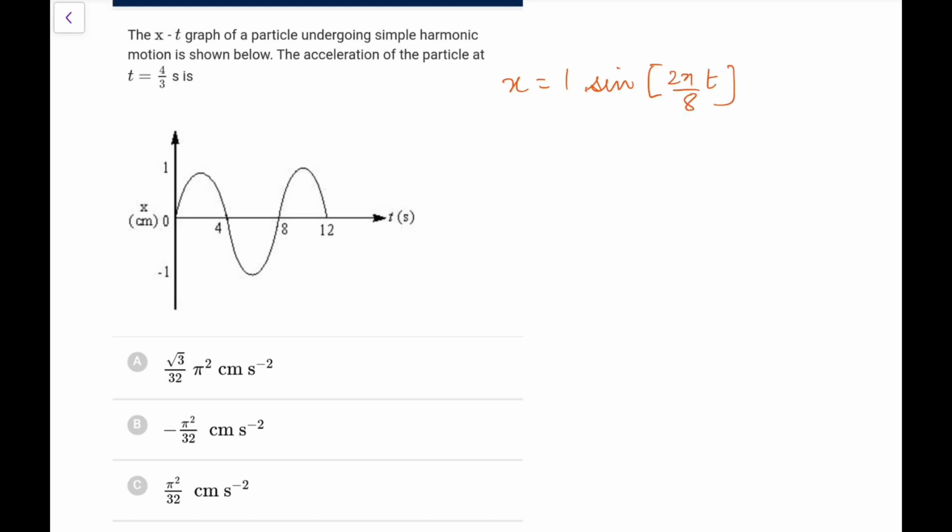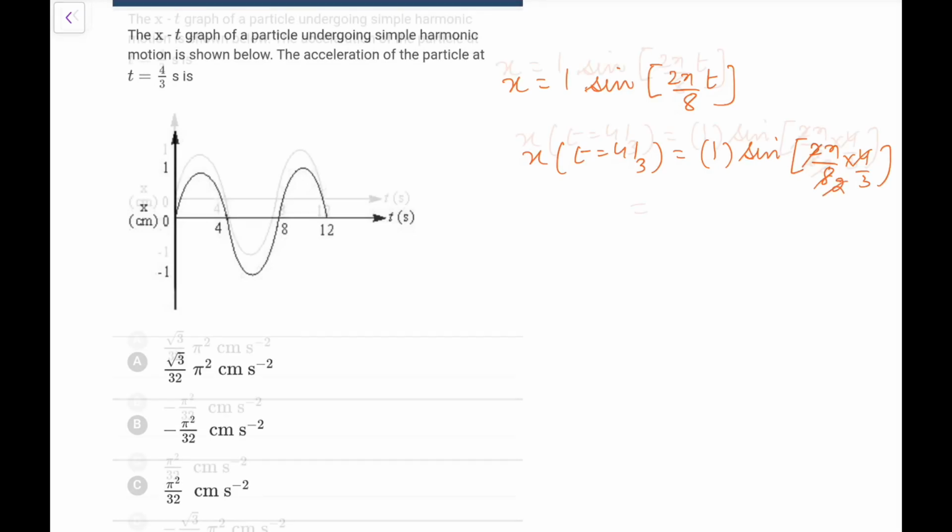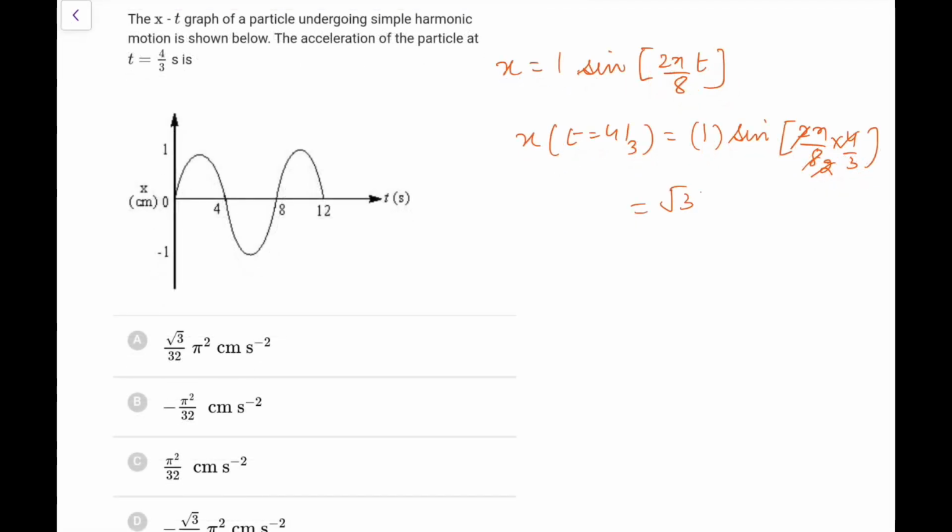Now, what is the acceleration of the particle at t equal to 4 by 3 second? The x-t graph is given. So what is x at t equal to 4 by 3? First of all, that would be equal to 1 into sine of 2 pi by 8 into 4 by 3. So what we get now, pi by 3 is 60, sine 60 is root 3 by 2.